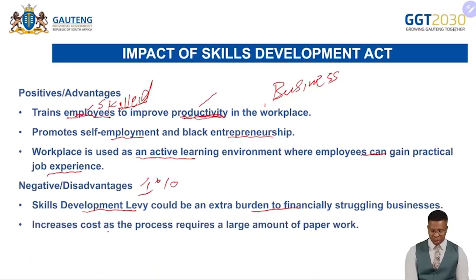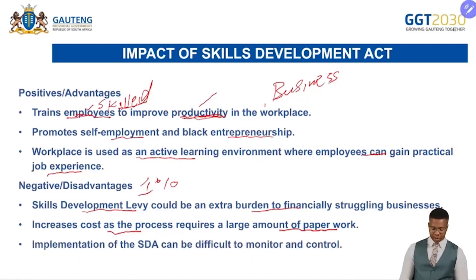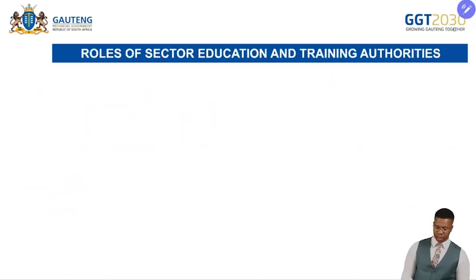And then it also increases the cost as the process requires a large amount of paperwork and someone to work with that particular paperwork, whom the business might still have to pay. And then implementation of the Skills Development Act can be difficult to monitor and control because in the process of monitoring and controlling that, the business is losing an important resource, which is time. So those can be the negatives of implementing skills development.